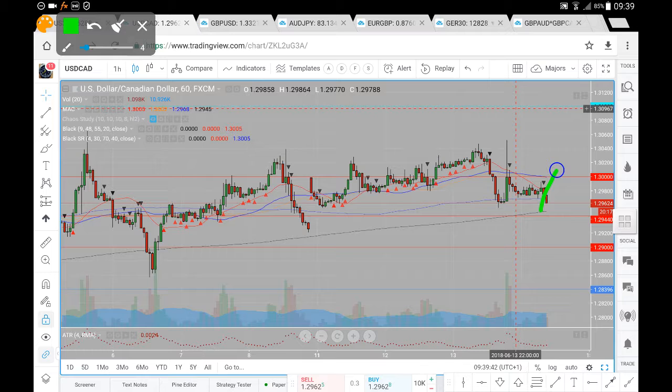So if we're not able to break and hold back above the 130, we're looking for a test of the 129.44. Successful break from which we're looking for a move down to 129, and if there is sufficient volatility to the downside, we're looking for a move down to 128.39 here on the US dollar CAD.